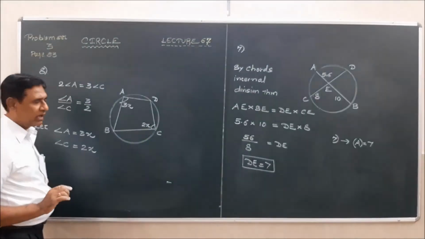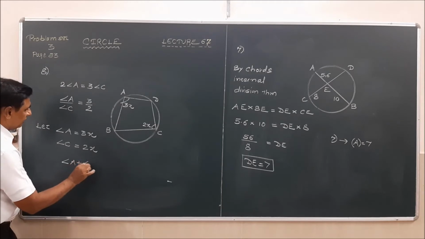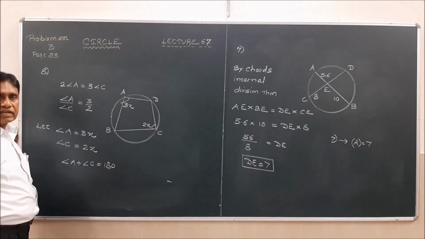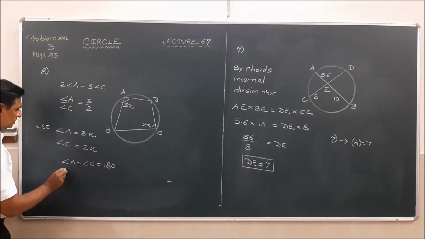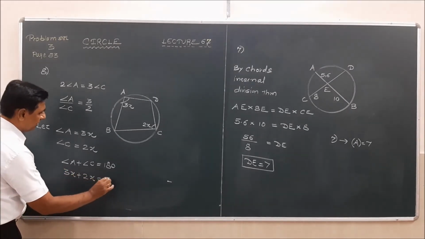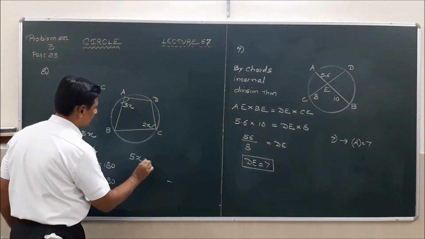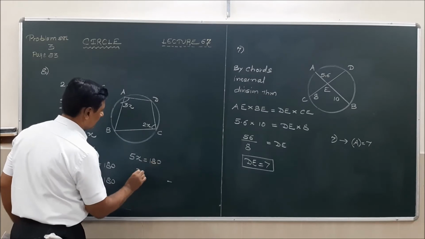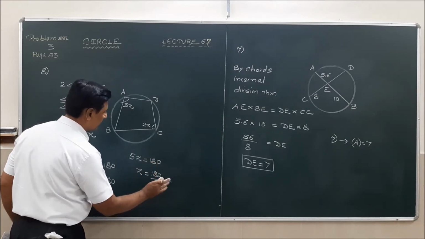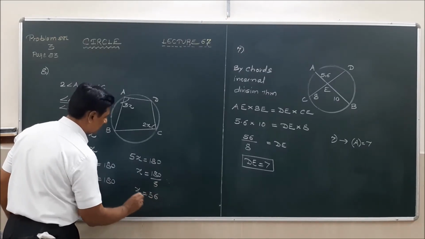You all know A plus C is 180, opposite angles of a cyclic quadrilateral. So 3x plus 2x is equal to 180. 5x is equal to 180. x is equal to 180 upon 5. So x is equal to 36.